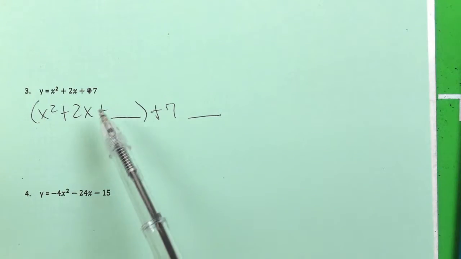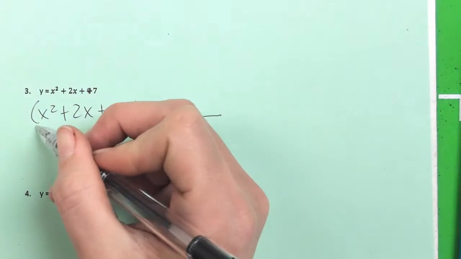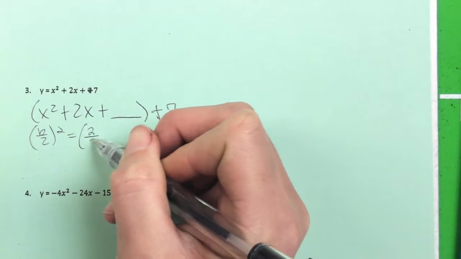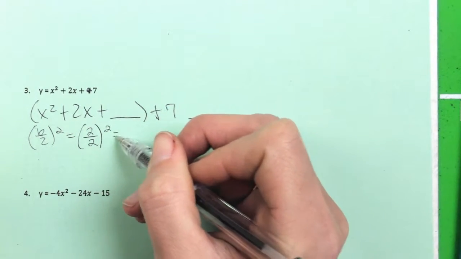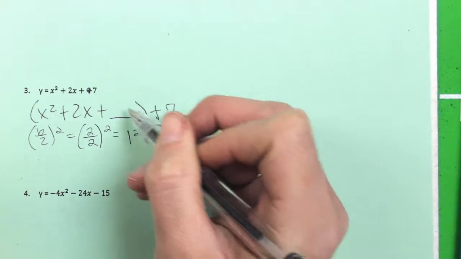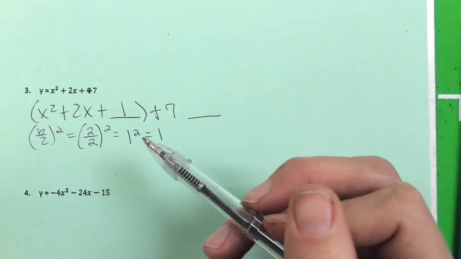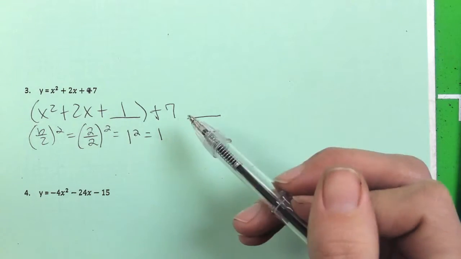Alright, and what goes here, this is going to be b over 2 squared. So 2 divided by 2 squared, so that's going to be 1 squared, which is 1. So on this side, so I won't alter the equation, I'm going to have to change the sign and make it minus 1.